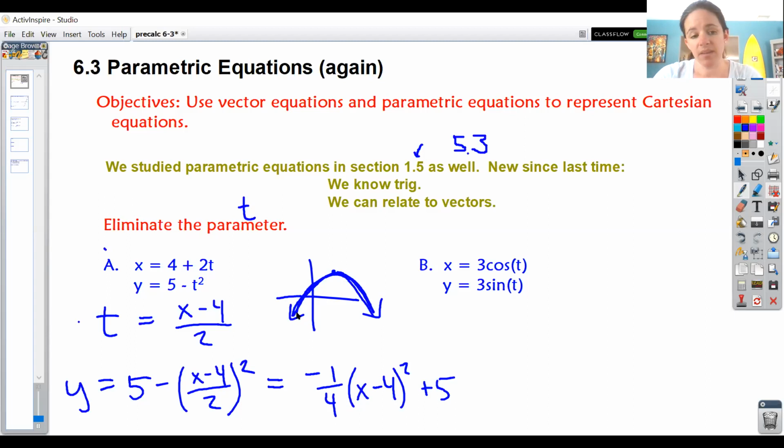You might not be able to see that from the parametric equations. So it's nice that then you know the shape and approximately what the graph looks like, but you lose the information. Like if I said, okay, so where's the particle at t equals 3, then you wouldn't have that if you had eliminated the parameter. So that was what we had done in chapter 1.